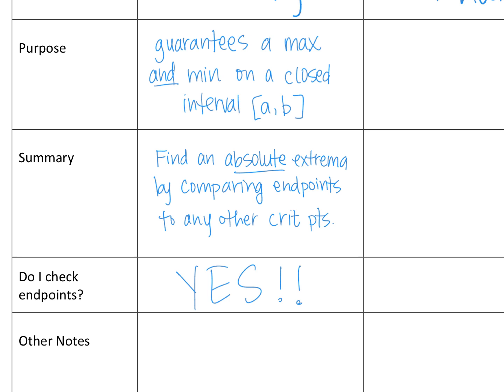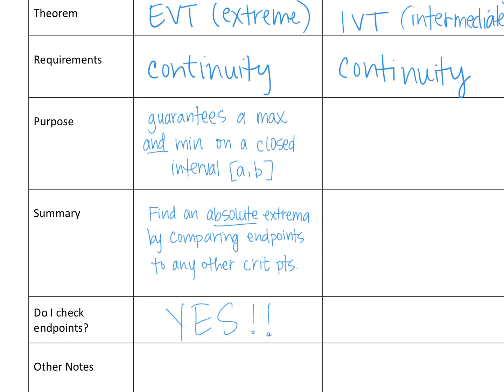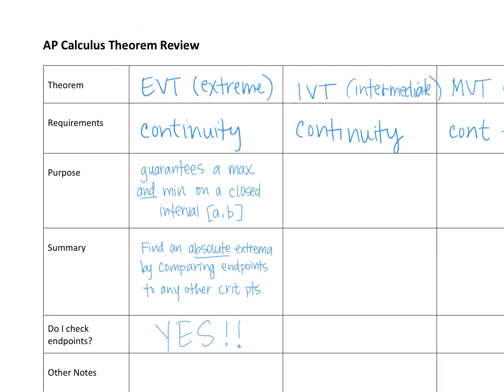Remember we talked on Friday about the language issue, the difference between saying the absolute maximum is 2 or the absolute maximum is at 2. Make sure that you understand the difference between being a number or being at a number. Okay, so that's the EVT crash course.